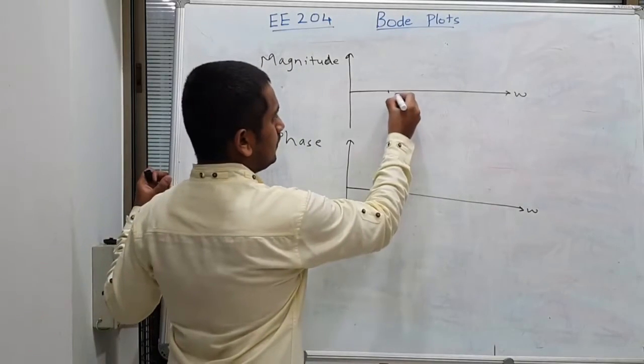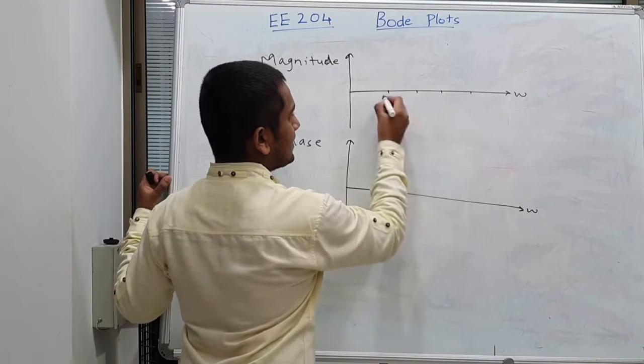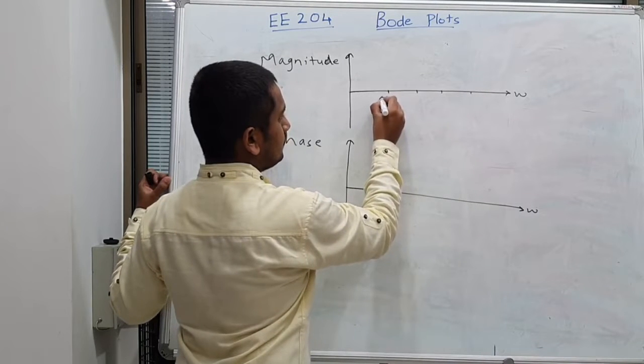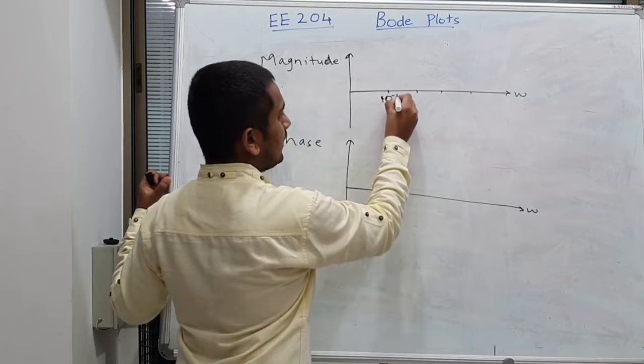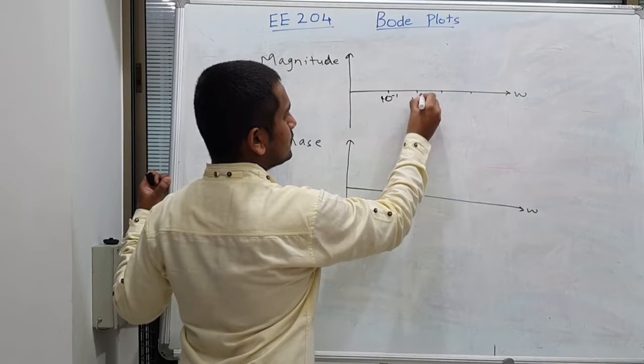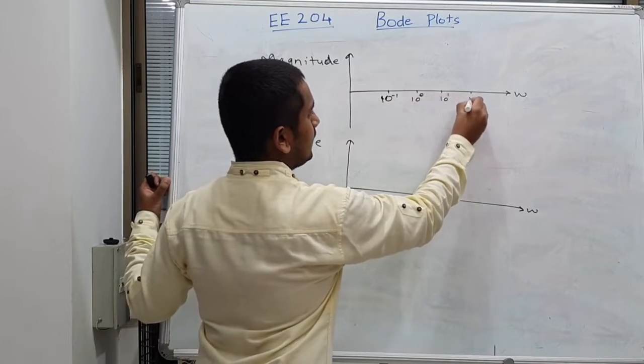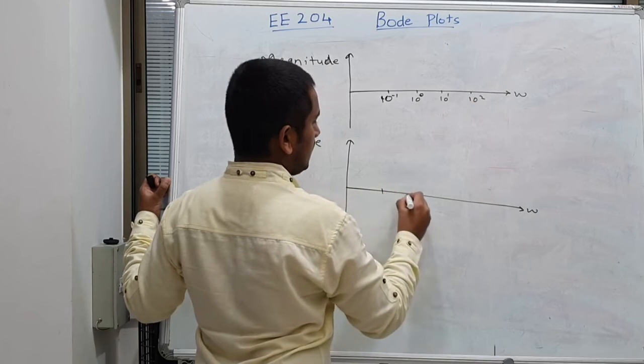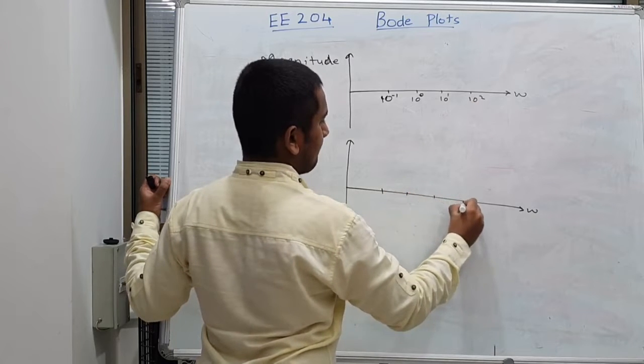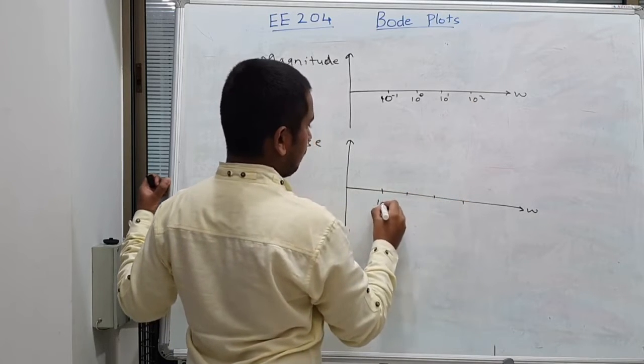Therefore, the frequency has steps in power of tens, like 10 to the power minus 1, 10 to the power 0, 10 to the power 1, 10 to the power 2, and so on. So we'll write similar for phase.